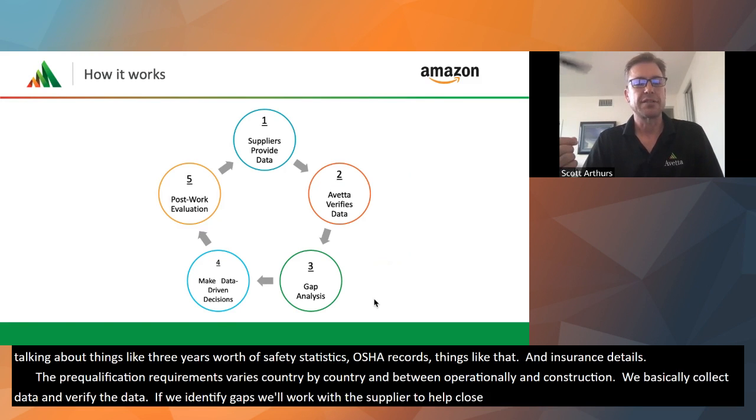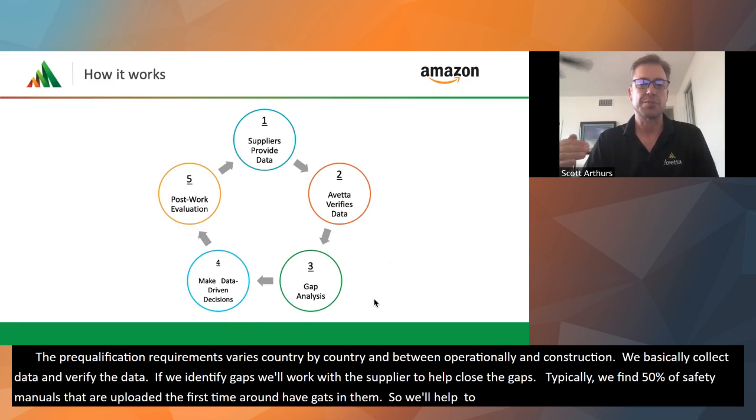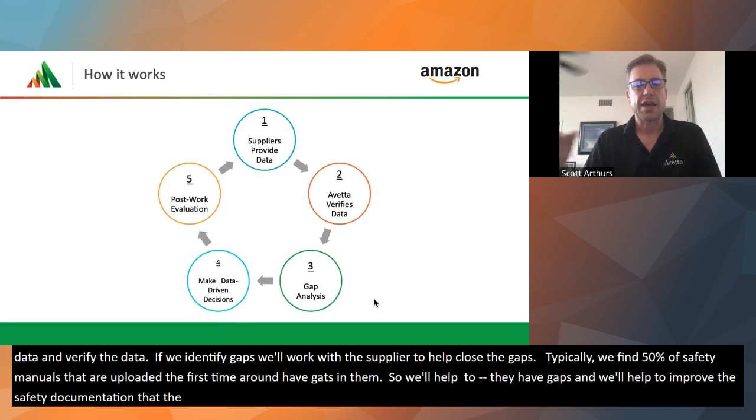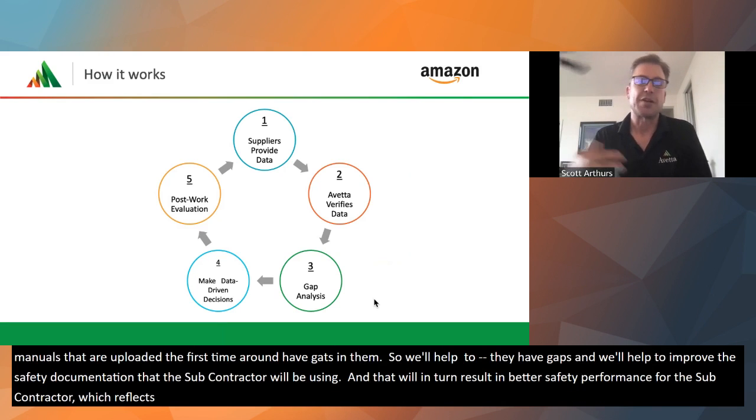Typically, we find 50% of safety manuals that are uploaded the first time round have gaps in them. So we'll help improve the safety documentation that a subcontractor is going to be using, and that will in turn result in better safety performance for the subcontractor, which reflects better on you and reflects better on Amazon, right?